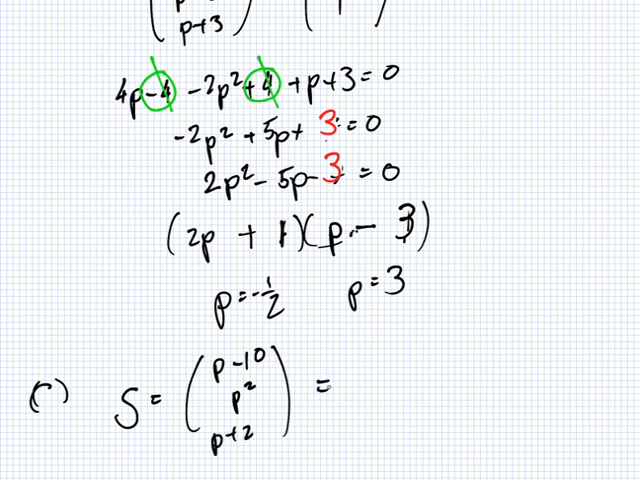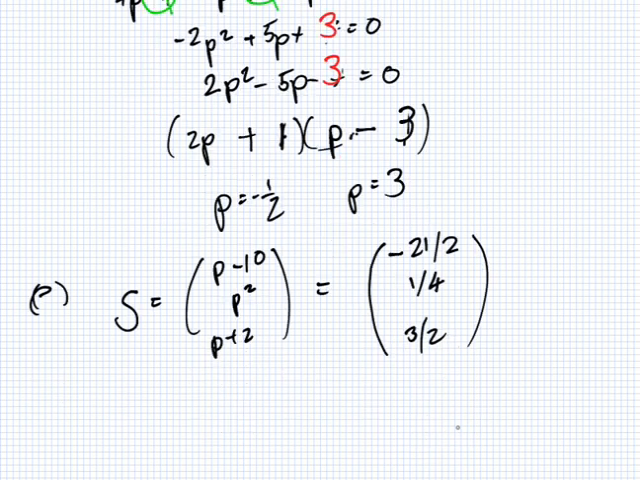So if I put in a half, I would get minus a half minus 10, which is minus 21 over 2. This would be a quarter, and this would be 3 over 2. And then if you put in 3, the second answer will be minus 7, 9, and 5. So that's the E part done. You just replace by the 3 or half? Yep.